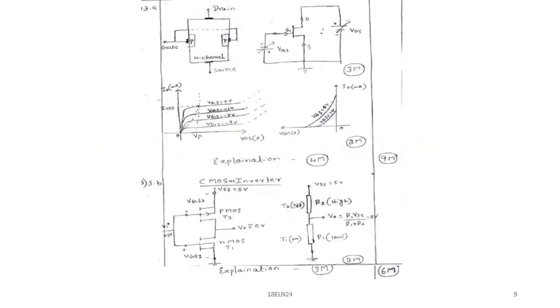So the question 3A, explain the construction and the working of N-channel JFET. So this is the construction part, the construction of N-channel JFET. You would write N-channel JFET only. It's having an N-channel and the two P terminals just diffused into it. So that will be gate, and these are drain and source.